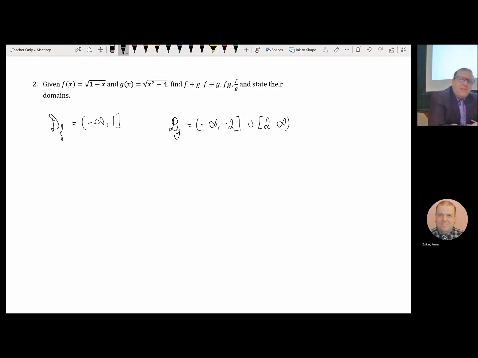The union, yeah. All right, so the domain for g is everything except the values between -2 and +2. Square any number between -2 and +2, you get a value less than 4, which would make what's under the square root negative, which you can't have. So there are our domains.